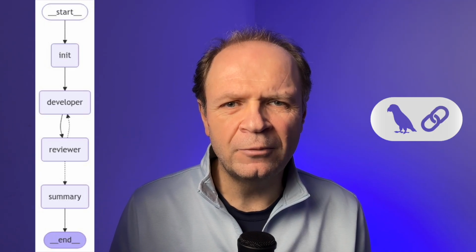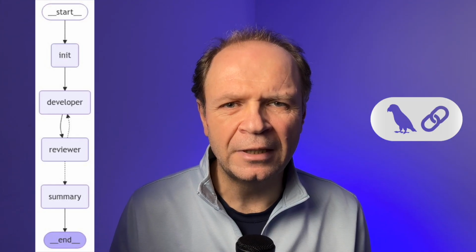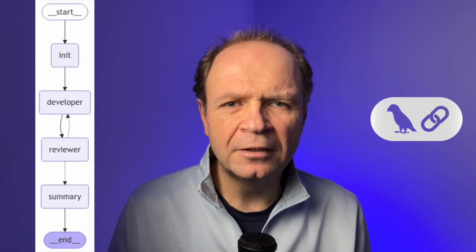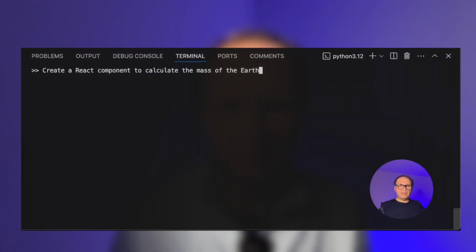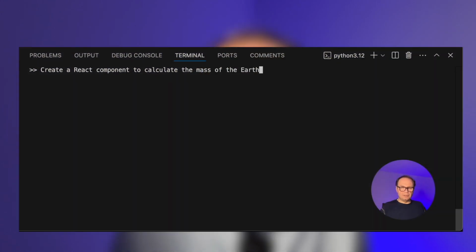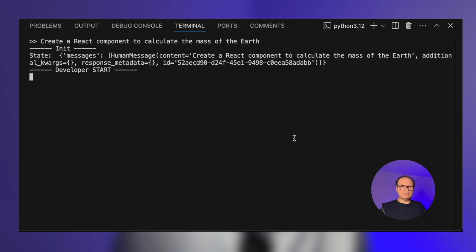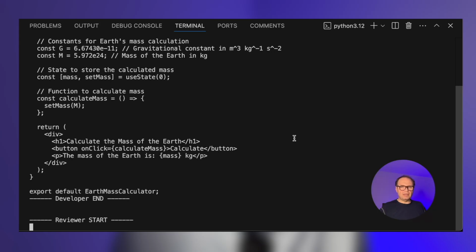The developer then will take the comments, refine the code, and send it back for further review. This process will repeat itself a couple of times until the quality threshold is met. Before we start the tutorial, let's see what we're going to be building. Create a React component to calculate the mass of the Earth. This time, we ask the graph to run 5 times.